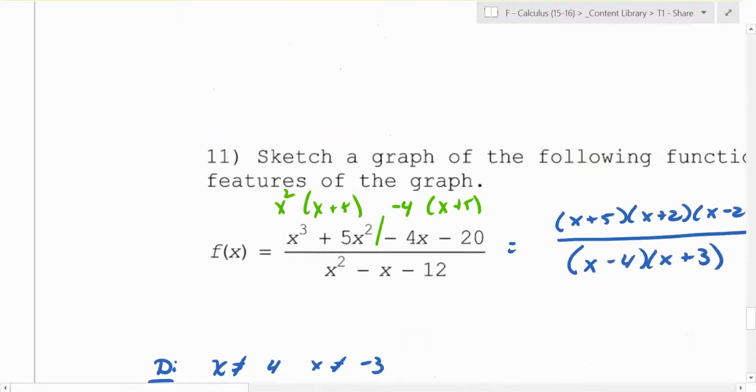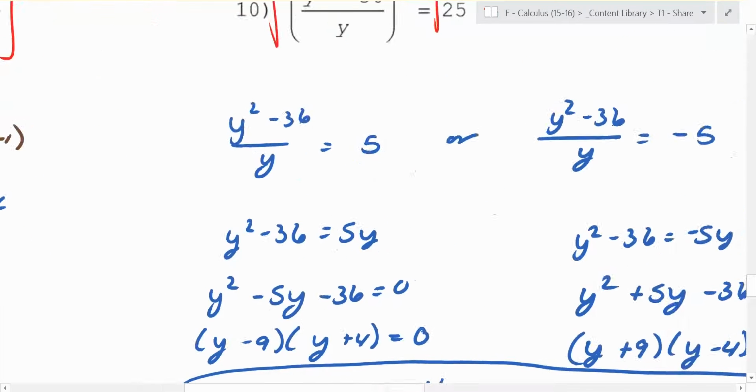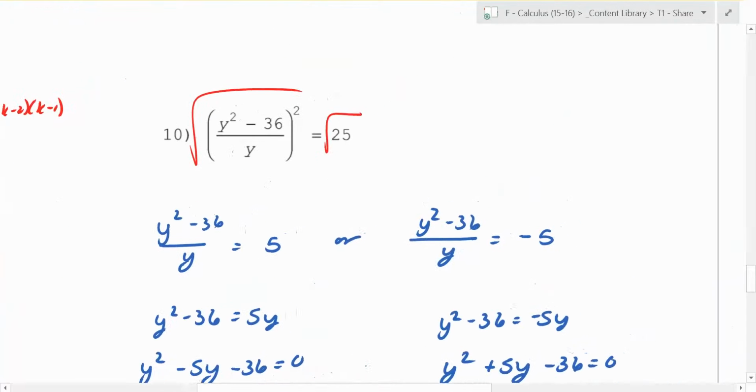Good catch. Go to the right question. So 10 is right over here. Yeah, so what's the first thing you should do? Square? They're already square. Square root both sides.